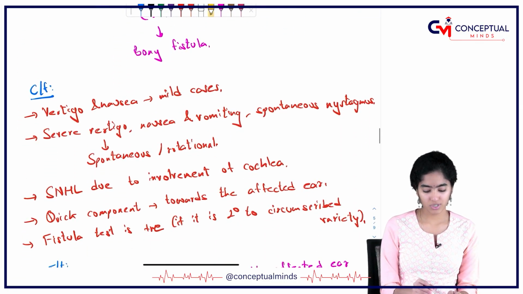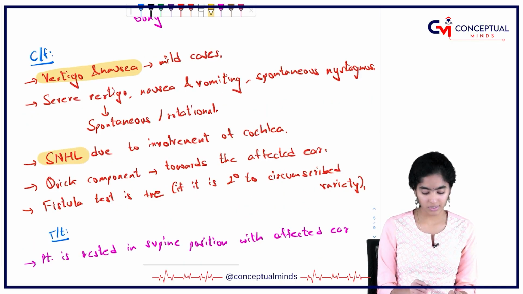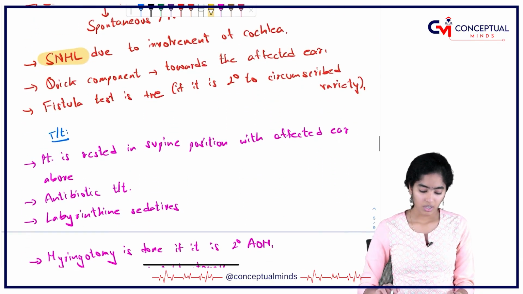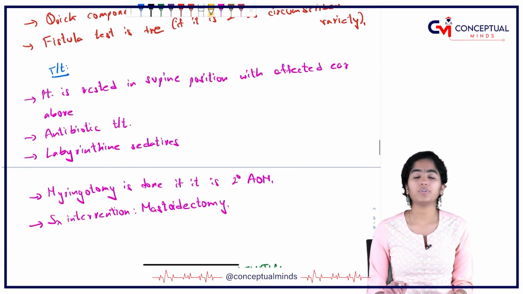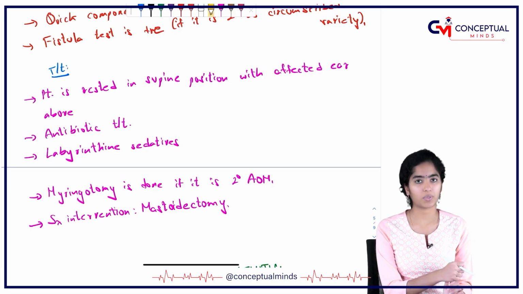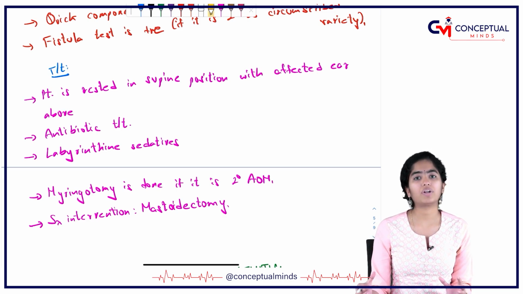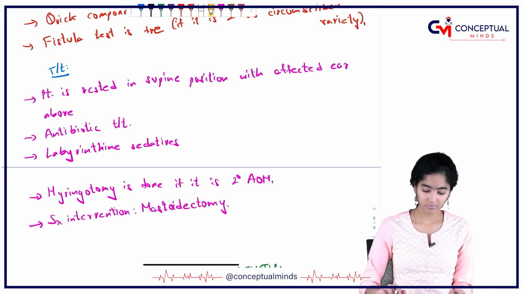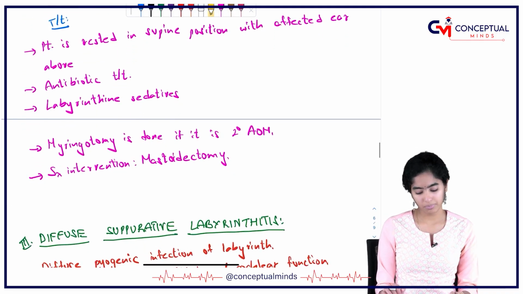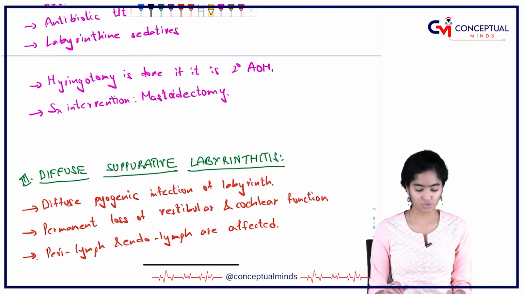And in the clinical features here also we have vertigo and nausea and sensorineural hearing loss because of involvement of cochlea. And fistula test is positive here also. So fistula test is positive in circumscribed variety and diffuse serous variety. It is negative in diffuse suppurative variety because of dead labyrinth. Treatment, again, patient is rested, antibiotic therapy plus labyrinthine sedatives. Now the treatment is more or less common for all the three stages.